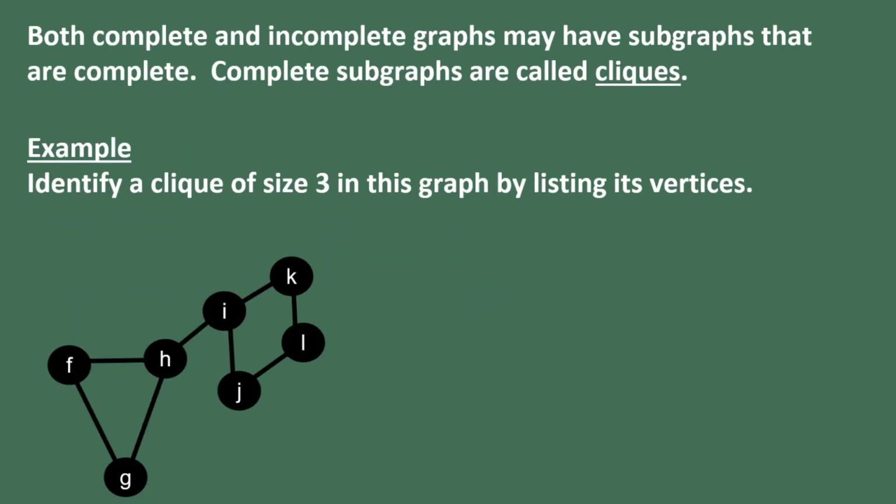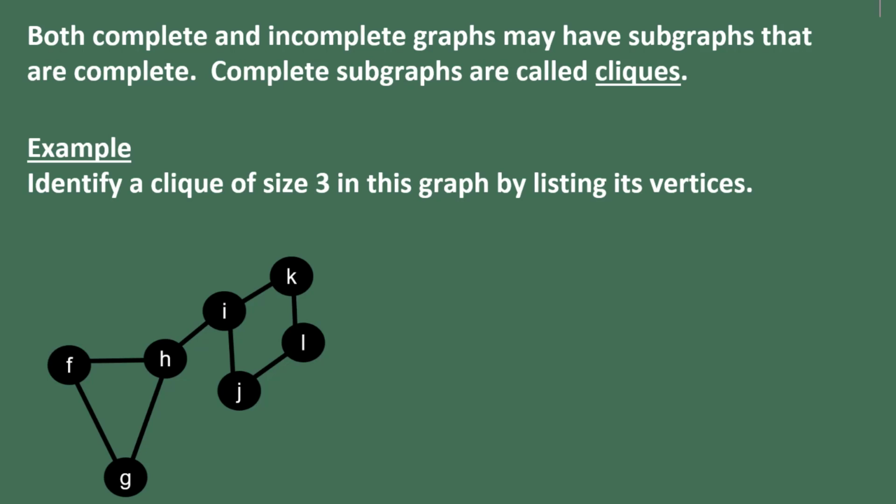Now, both graphs that are complete and those that aren't may have subgraphs that are complete themselves. Complete subgraphs are called cliques. This is very similar to the sociology context of the word clique, where a clique means a group of people who all know each other very well. So this would be a group of vertices within the graph that are each connected to the other.